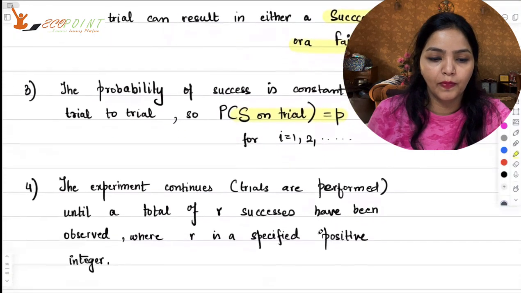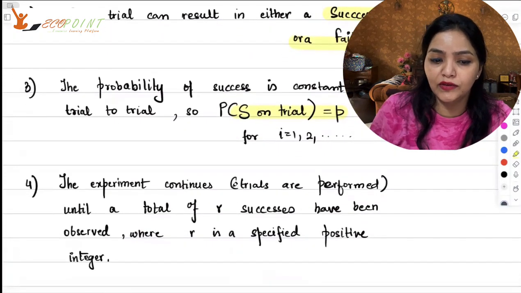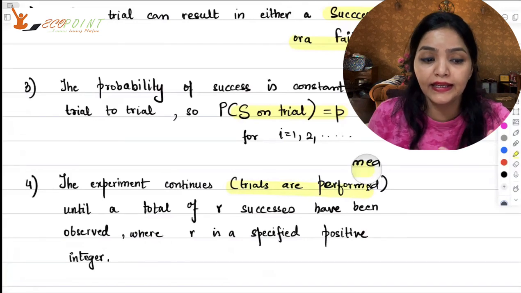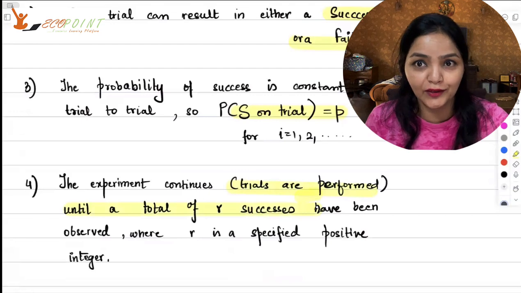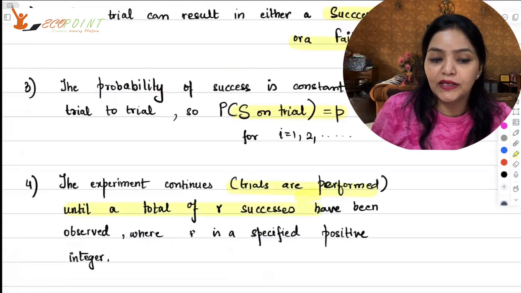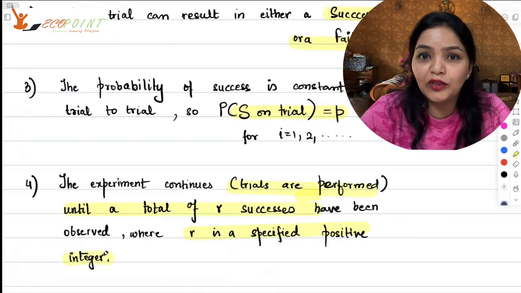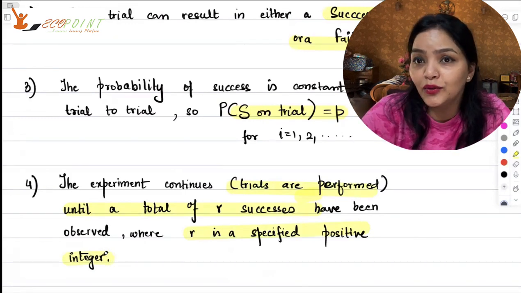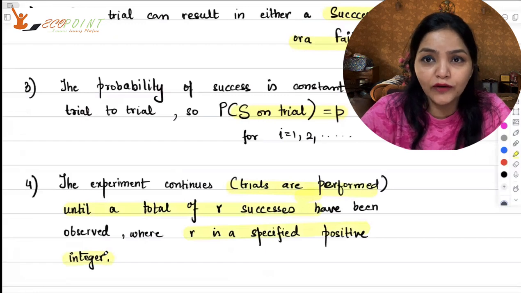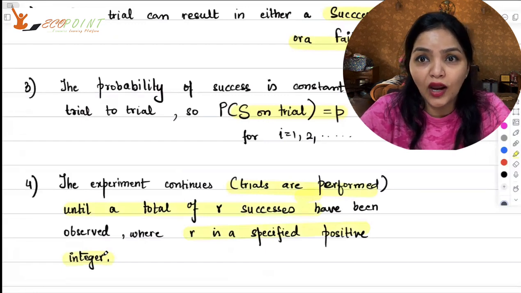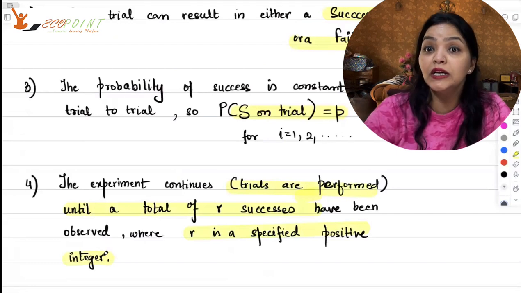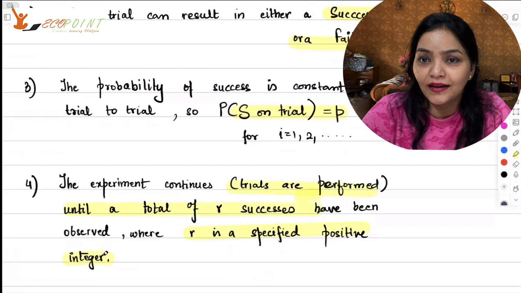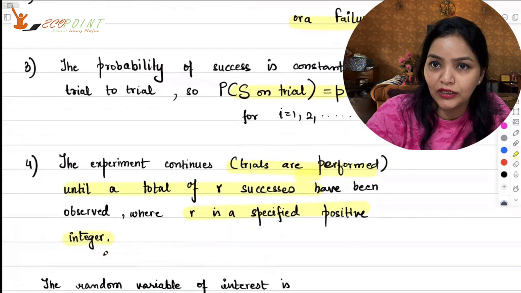Now, the experiment continues. The trials are performed again and again until a total of R successes have been observed, where R is a specified positive integer. Now, understand here how similar this is to the geometric scenario. In geometric, what we said, the number of trials that have to be performed until the first success occurs. But here we're talking about until R successes happen, okay? That's the difference between the two.